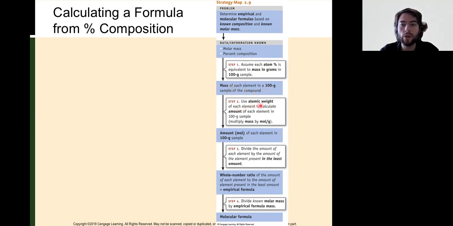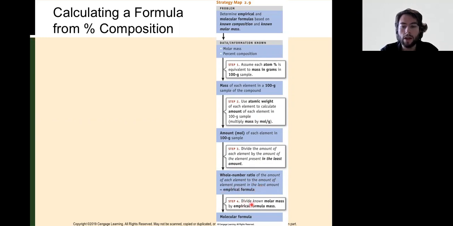Step 2 is to use the atomic weight of each element to calculate the amount of each element in the 100-gram sample. So multiply mass by moles over grams. The amount of moles of each element in the 100-gram sample is then determined. We then divide the amount of each element by the amount of the element present in the least amount, so whichever is the lowest abundance in the composition. The whole number ratio of the amount of each element to the amount of element present in the least amount is equal to the empirical formula.